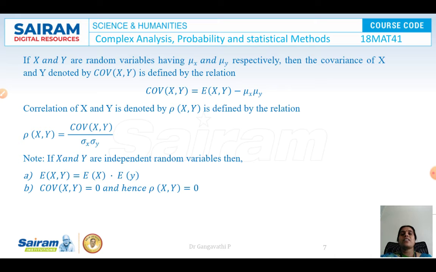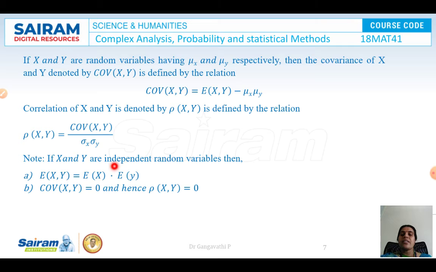Then, if x and y are random variables having means mu x and mu y respectively, the covariance of x and y is denoted as covariance of x comma y. And this covariance is defined as the expectation of xy minus mu x into mu y, where mu x is the mean value of x and mu y is the mean value of y. Knowing covariance, we can also define correlation. The correlation of x and y is denoted as rho of x comma y, and we define this as covariance of xy divided by sigma x into sigma y. What are sigma x and sigma y? They are the standard deviations of x and y respectively.